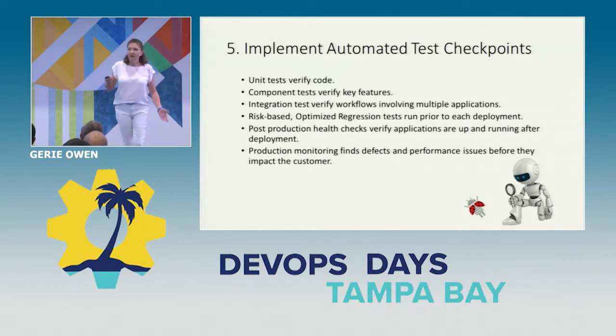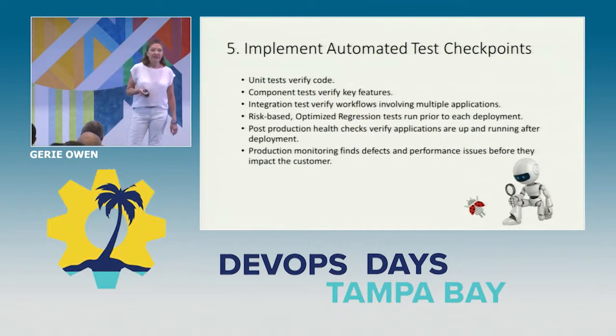We want to implement automated checkpoints. Your unit test should verify the code. The component test verifies the key features. Integration verifies the workflows. May involve multiple applications, but you have to do it. The risk-based optimized regression test runs prior to each deployment. And if you have that regression suite risk-based and automated, you can run it before every deployment. And if it's taking too long, you need to optimize further.